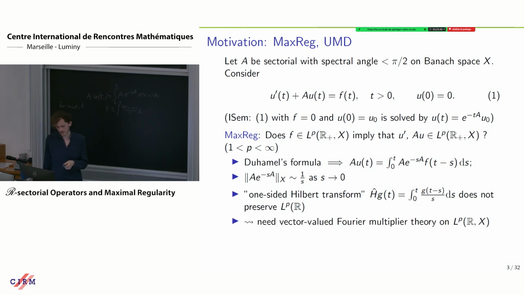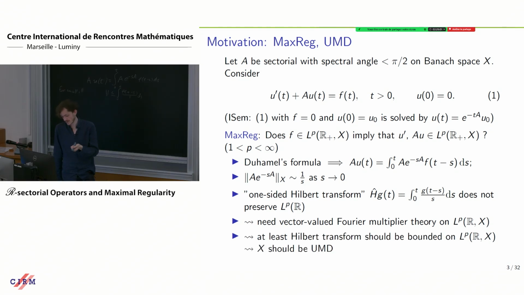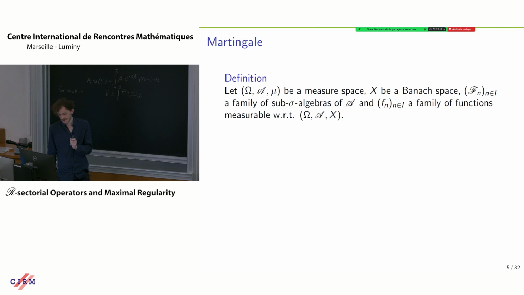So we would at least need the Hilbert transform to preserve the L^p property. And we also need a vector-valued Fourier multiplier theory to generate these for when X is a Banach space. And at least the Hilbert transform should be bounded. This is the motivation behind UMD. So now we'll talk about UMD HT spaces.